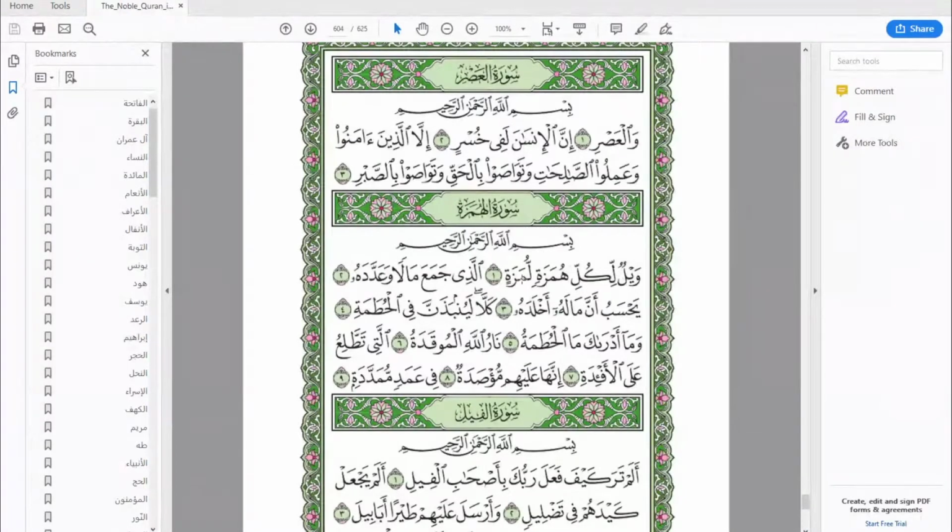And if you look at the third word here, humazatin, this has kasra because it's after kul. This kul means every in Arabic. And kul, when it comes before a noun, it automatically makes it majroor.